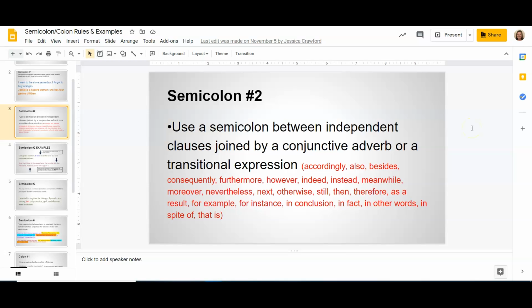Semicolon rule number 2: use a semicolon between independent clauses joined by a conjunctive adverb or a transitional expression. What that means is when we use one of these words to join two sentences together, they need to be two complete sentences. That's what independent clause means, two complete sentences. And we're going to use a semicolon before one of these words.